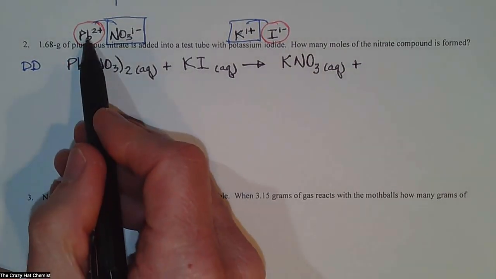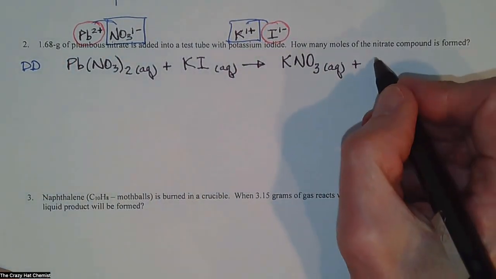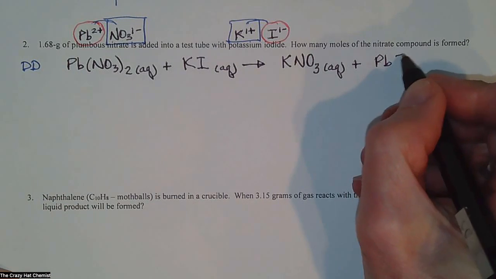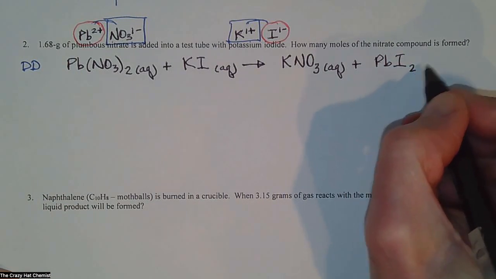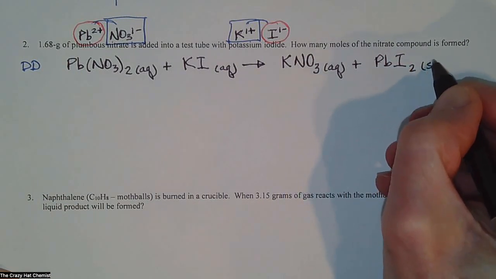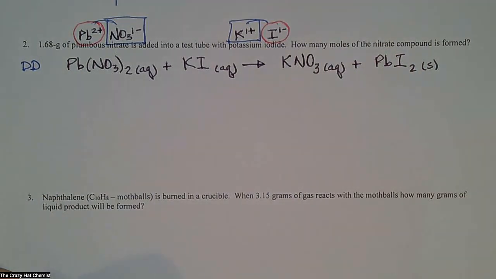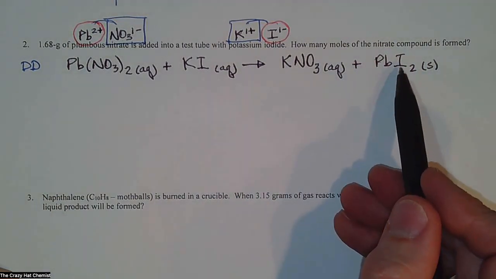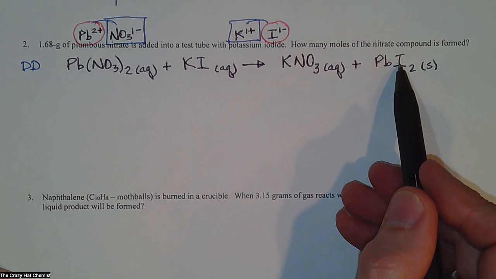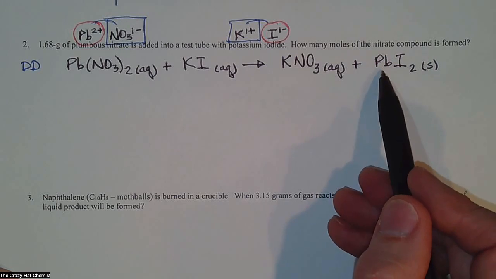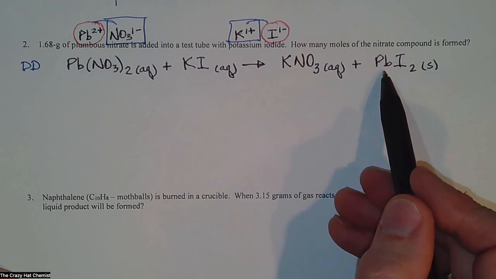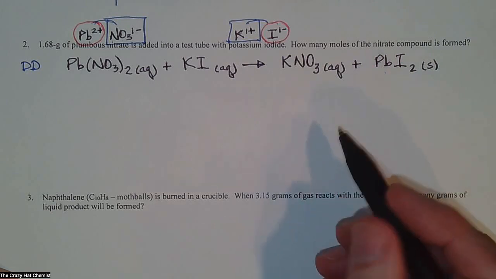And then I will have plumbous iodide. Plumbous iodide, that's PbI2. Plumbous iodide is an insoluble precipitate. The rule is chlorides, bromides, and iodides are aqueous except for silver, mercurous, and plumbous. So this is one of the exceptions.